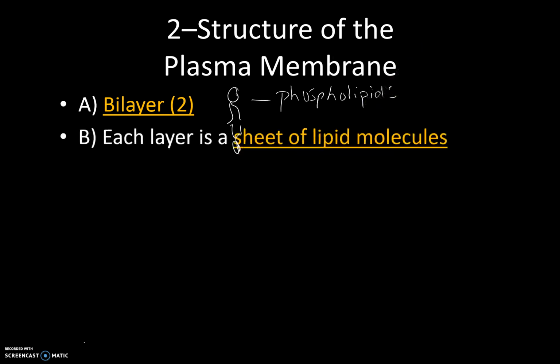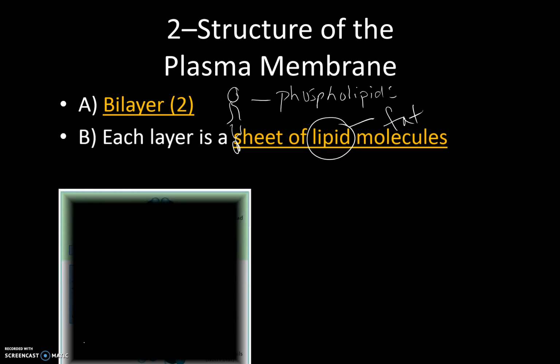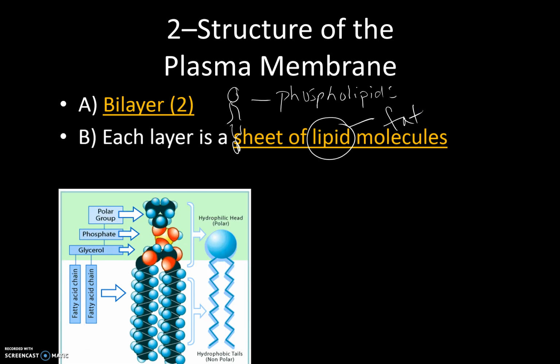Phospholipids. So each layer is a sheet of lipid molecules, and a lipid is just a fancy science nerd word for a type of organic compound or organic molecule known as a fat. So lipids mean fats. This is a way fancier illustration of basically the same thing. This is still a phospholipid.